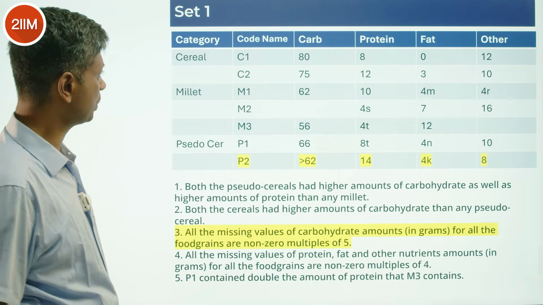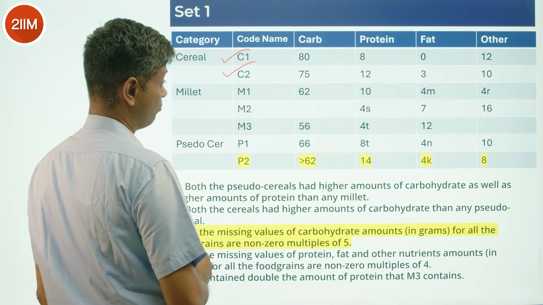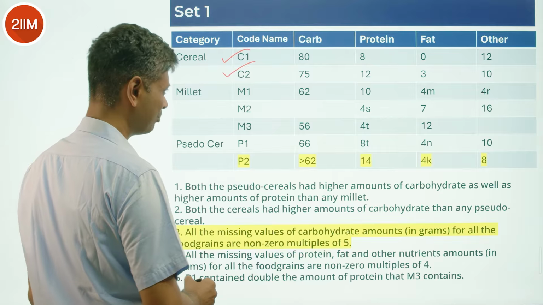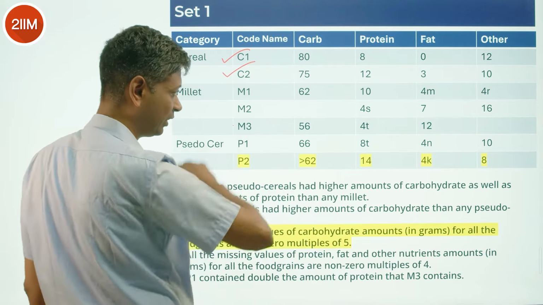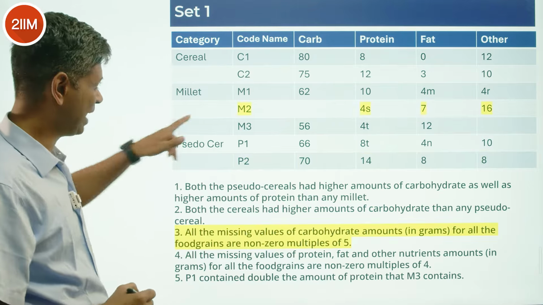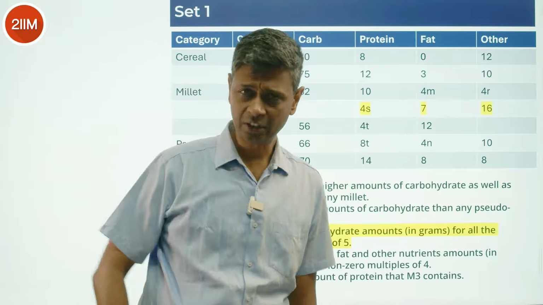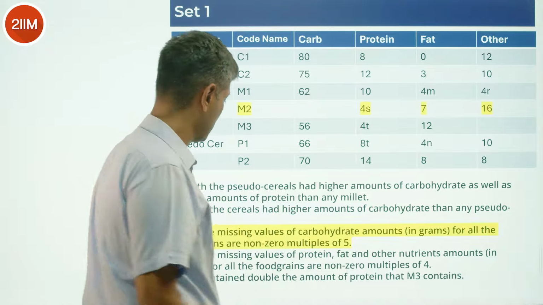Lovely. So the first one is complete. C1 is complete. C2 is complete. M1 is remaining. M2 is remaining. M3 I think we can attack. P1 we can attack. And so let's see which one falls in place. M2. And so this is 16 plus 7 is 23 plus a multiple of 4. So this has to be an odd number.